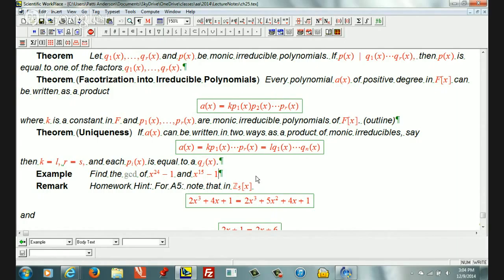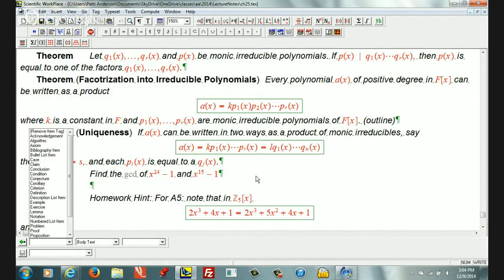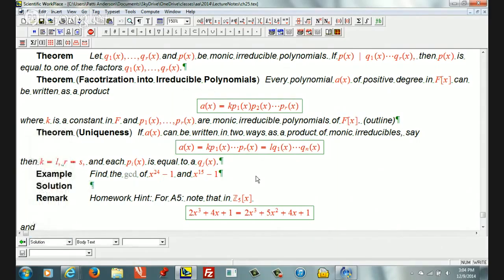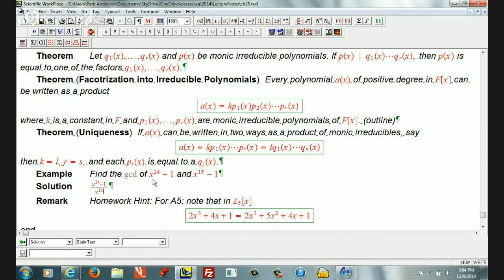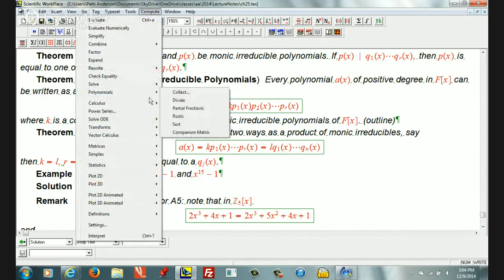Yes, exactly. Okay, so how do we do this? Find the greatest common divisor of x to the 24 minus 1 and x to the 15 minus 1. So we have to actually go do our division. Let's divide x to the 24 minus 1 by x to the 15 minus 1.